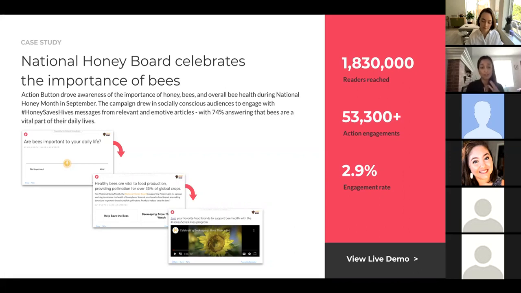We saw over 50,000 engagements with the National Honey Board and people visiting their site. And through the campaign, we saw a 3% engagement rate. So basically, what that means is of almost the 2 million people who saw the ActionButton, we had 3% of those people visit their site and watch the video after seeing the ActionButton.